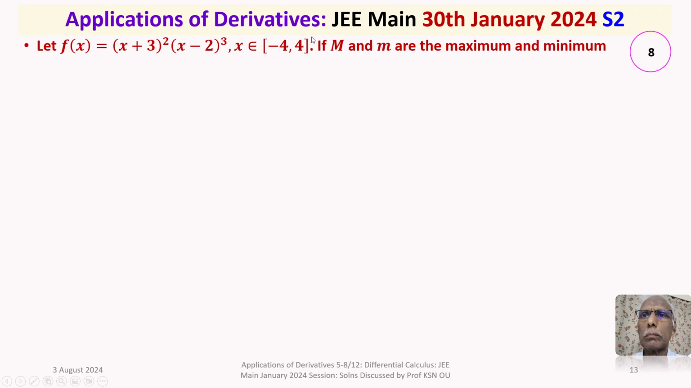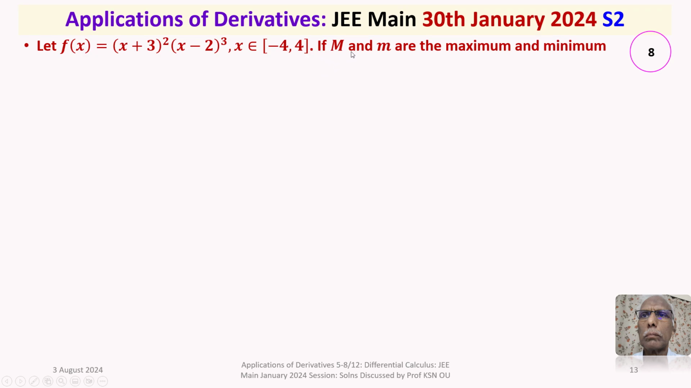You have to note down this fact that this x is coming from the closed and bounded interval minus 4 to 4. This is very important while considering the maxima and minima problems. So, the maxima and minima can be attained in the case of closed intervals at the endpoints of the interval also. Therefore, you have to take that into account.